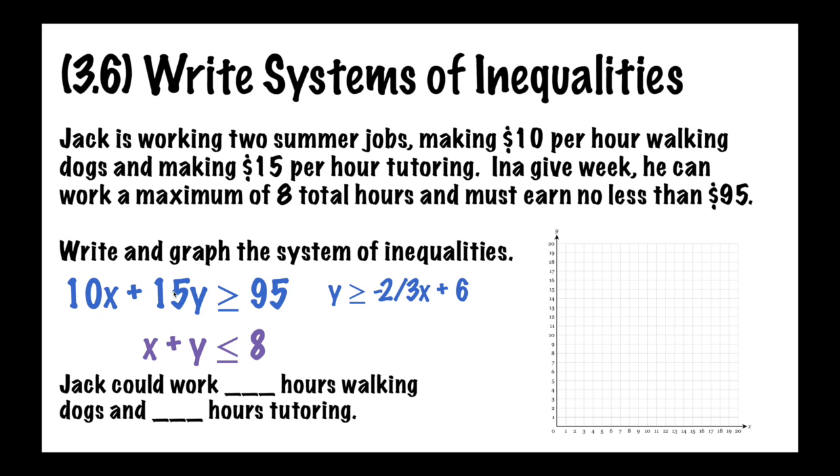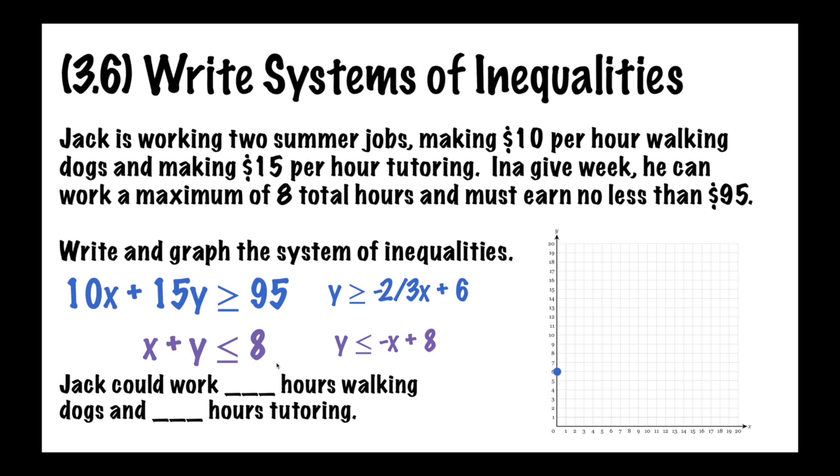Now in the top one, if I start by subtracting 10x over, dividing everything through by 15, I'm going to come up with y is greater than or equal to negative 2/3 x plus 6. So we can go ahead and graph that in a minute. For our other one, I'm subtracting the x over, and I just get y is less than or equal to negative x plus 8.